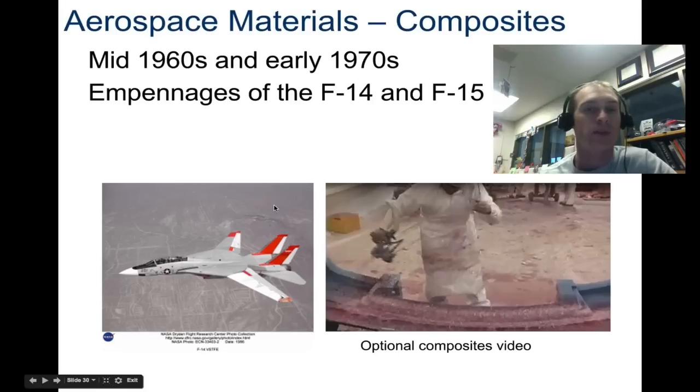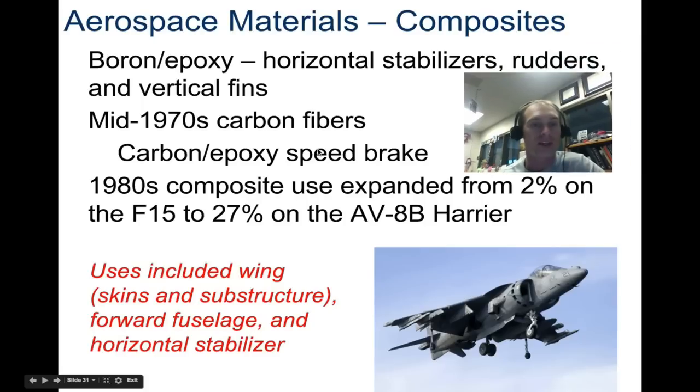So now let's look at some composites. Composites are using two different materials together, where each one separately might not be very strong, but together they're extremely strong. They were first used in the 60s and 70s, in part of the empennage, this back part here, of the F-14 and F-15, and used an epoxy and then some type of material. So again, horizontal stabilizers, rudders, fins.